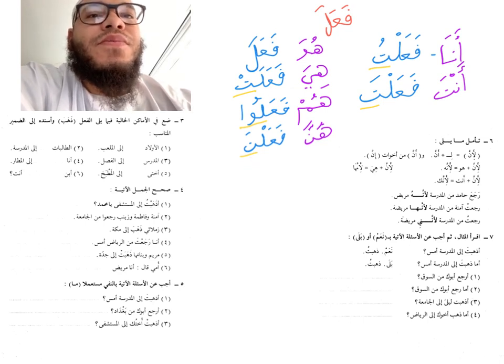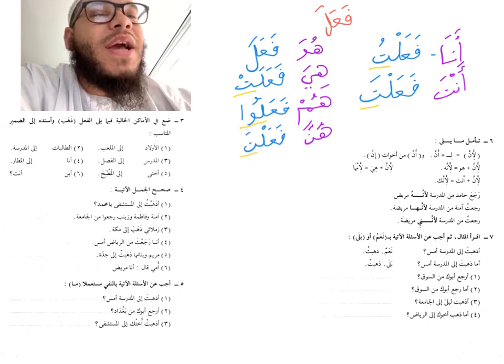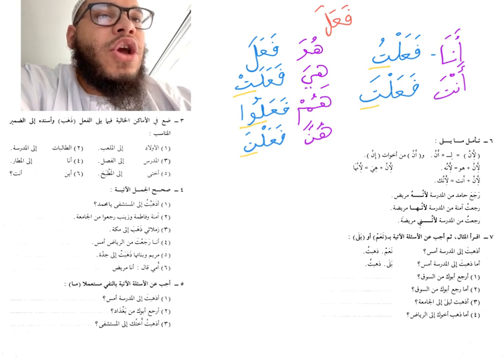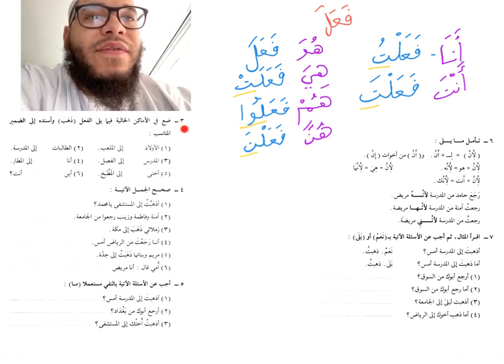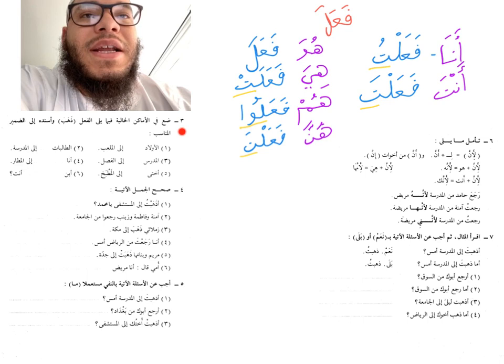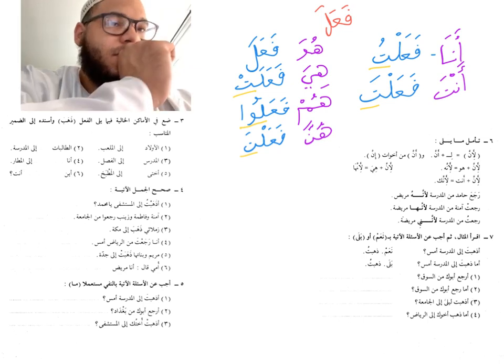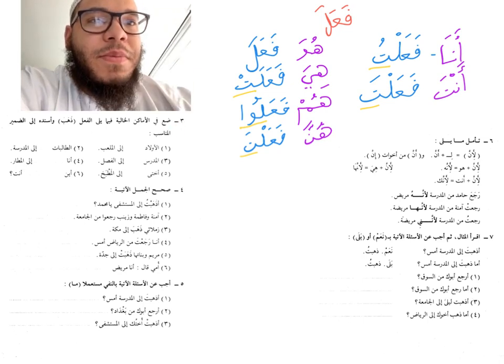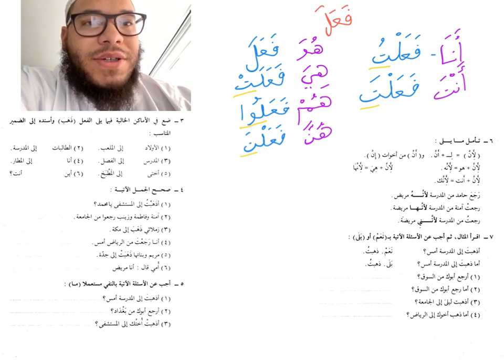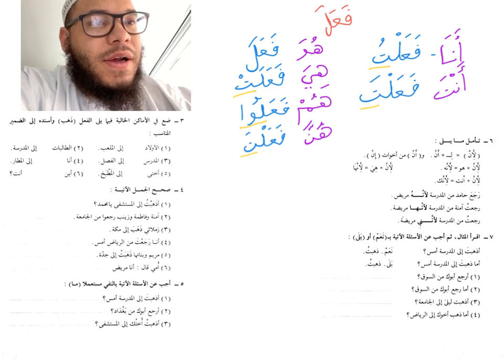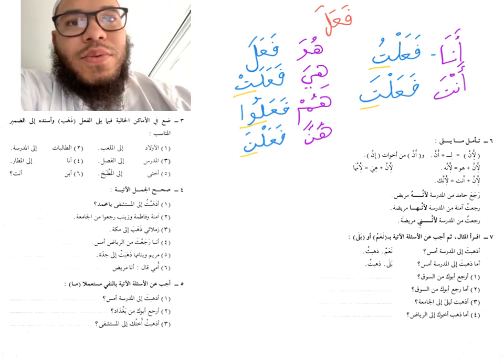So now, when we look at this key, you have this exercise number 3. ضع في الأماكن الخالية فيما يلي الفعل ذهب وأسنده إلى الضمير المناسب. It said, place the verb ذهب in the empty spaces whilst connecting it to the correct pronouns.